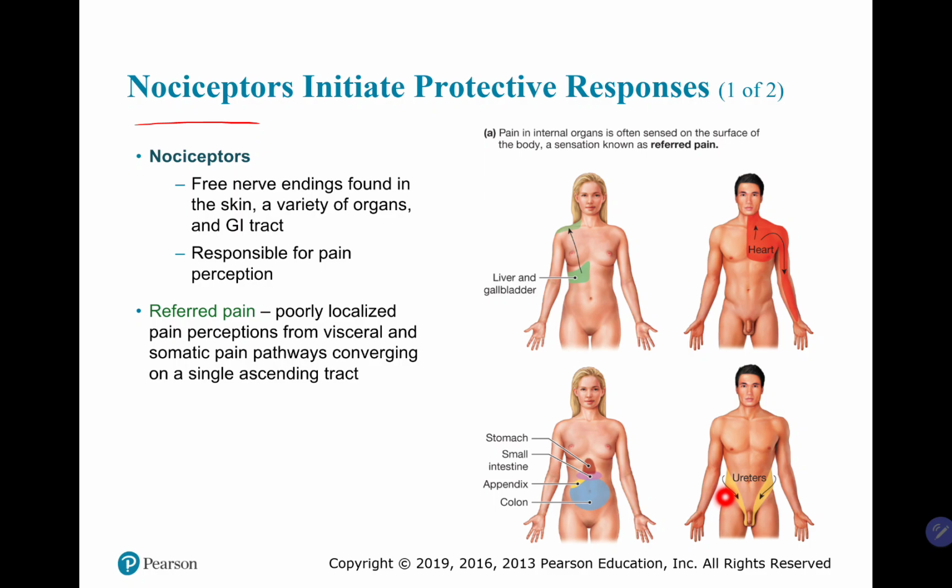Nociceptors will initiate protective responses. These nociceptors are basically free nerve endings found in your skin and a variety of organs in your GI tract, and these are pain receptors. Remember that referred pain is poorly localized pain perception from visceral and somatic pain pathways converging on a single ascending tract, so you'll feel it somewhere else, basically.